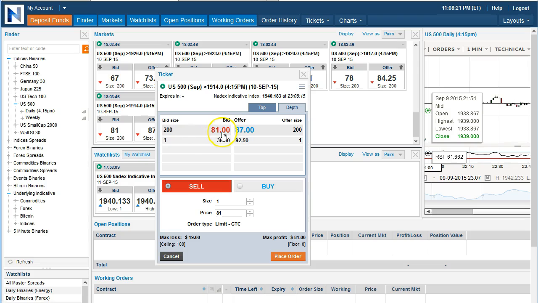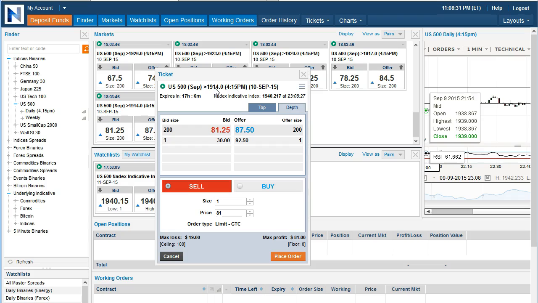Click the bid for it to go lower, $81, right? Your max loss is 19, your max profit's at 81. If we're below 1914 by tomorrow, you'll make $81 off a $19 bet, okay?